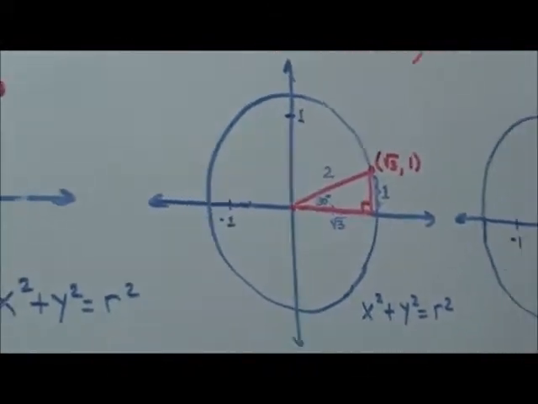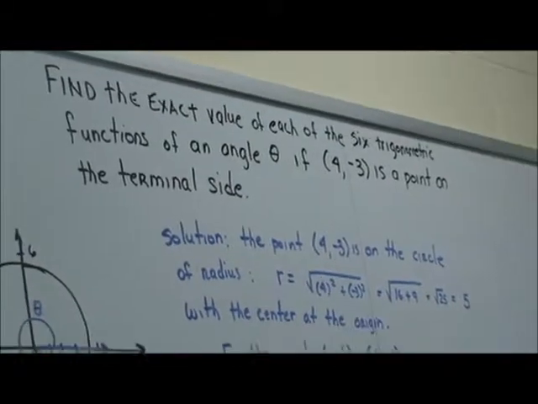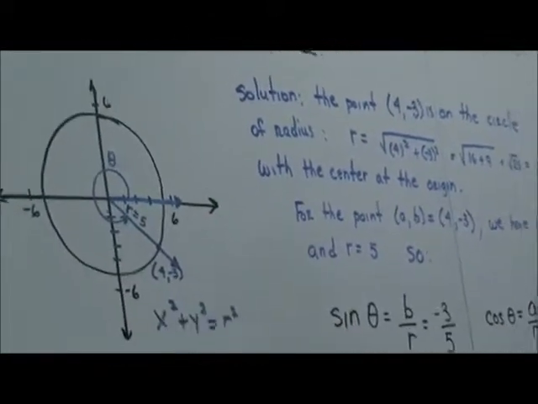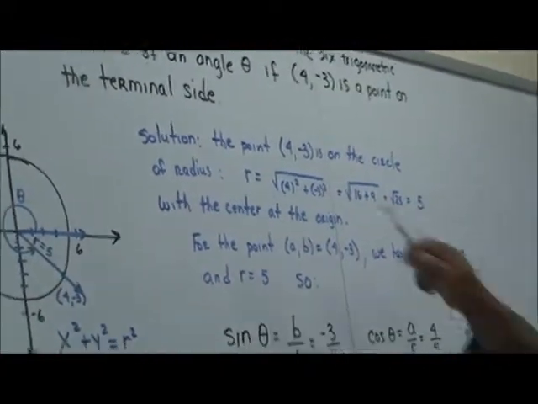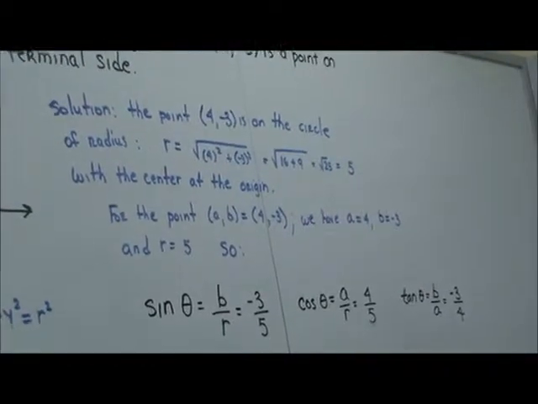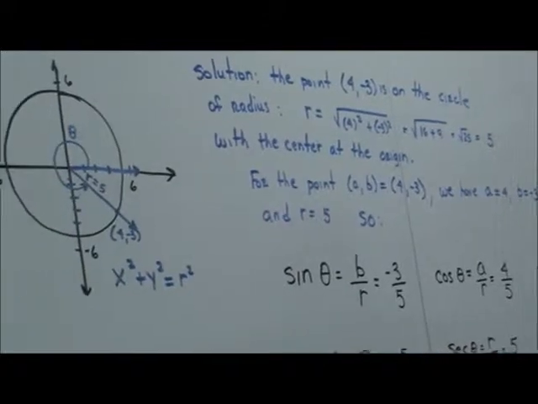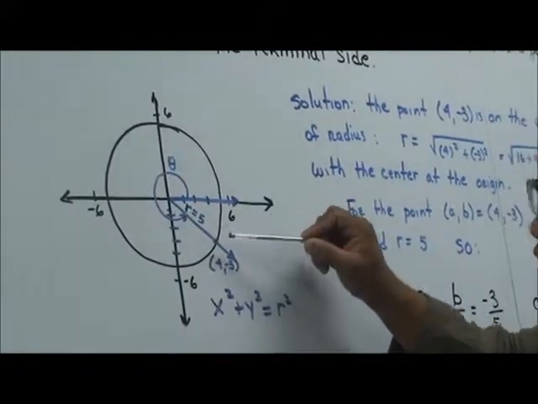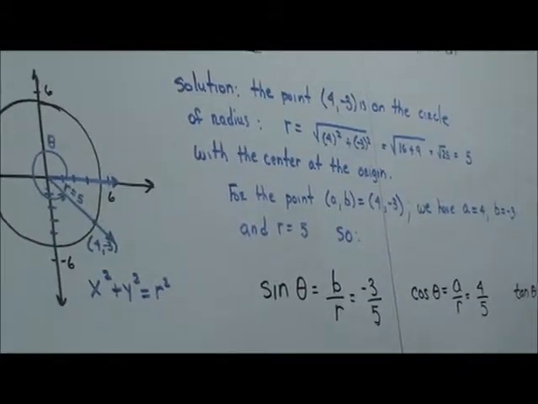Now let's do a problem. There's a point on the terminal side. Look at this graph here, and let's look at the solution. We're listing down what is given. The point (4, -3) is on the circle, as we see. We want to put this into the Pythagorean theorem so we can find the radius, or we can say we actually drew a triangle, and that will be the hypotenuse, wouldn't it? So we found r to be equal to 5.